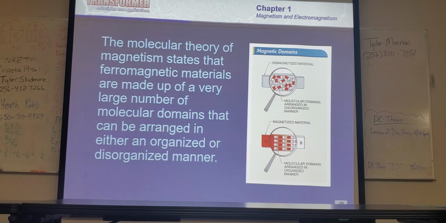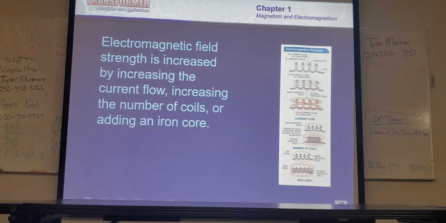The molecular theory of magnetism states that ferromagnetic materials are made up of a very large number of molecular domains acting like molecular magnets that can be arranged in either an organized or disorganized fashion. A material is magnetic if it has organized molecular magnets so that the individual fields add together. A material is non-magnetic if it has disorganized molecular magnets.